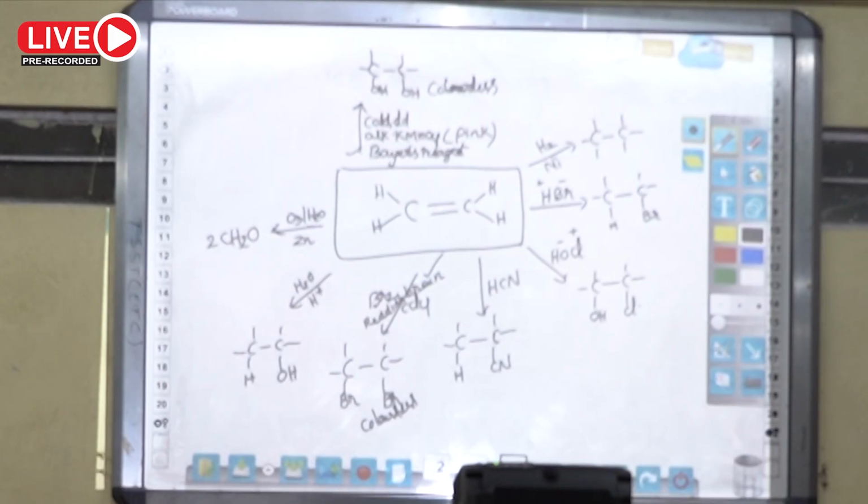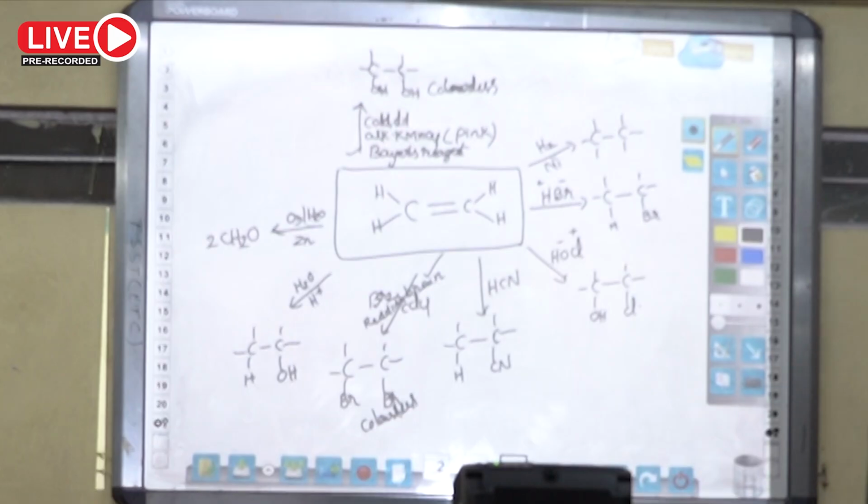What is that? CH2OH, CH2OH, ethylene glycol. Yesterday we discussed in Wolff-Kishner reduction, we are using ethylene glycol as a medium. It is a high boiling solvent.